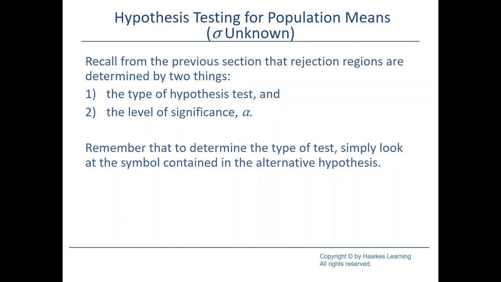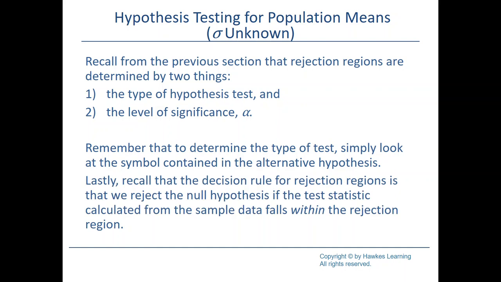Now remember, to determine the type of test, you are simply going to look at the symbol contained in the alternative hypothesis. That alternative hypothesis is telling me whether it is a left tail, a right tail, or a two-tail test. So that's what I mean by determine the type of hypothesis test. Once you've determined the type of test and you know your level of significance, you're going to draw out a reject region. The decision rule is that we reject the null if the test statistic calculated from the sample falls within this reject region.